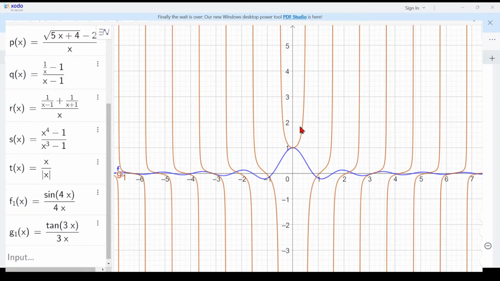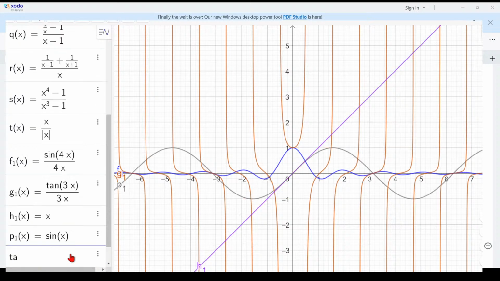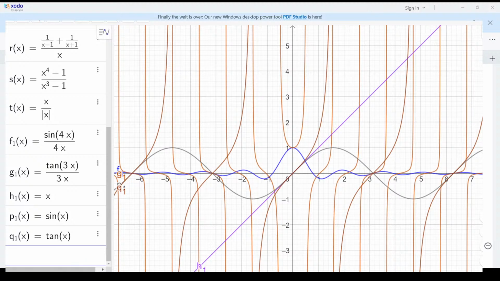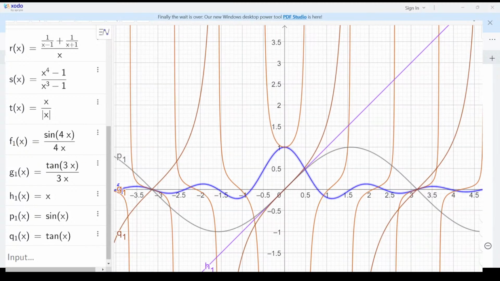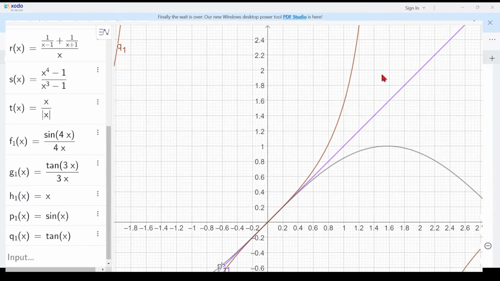Why is this becoming like this? If you plot the graph of x, the graph of sin x, and the graph of tan x, these three. The graph of x is this. Sin x is always lesser than this violet line, but it is getting closer. That's why this by this is becoming 1.